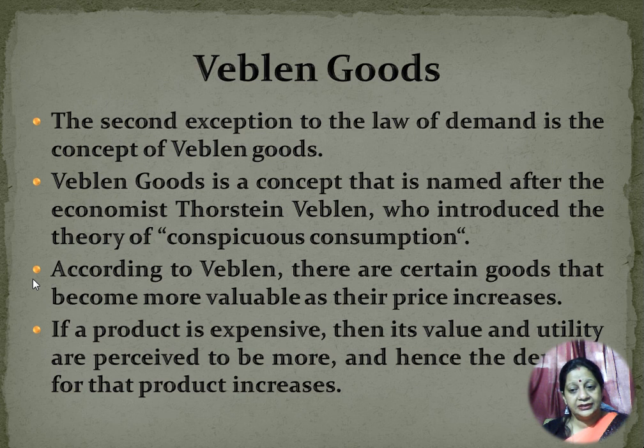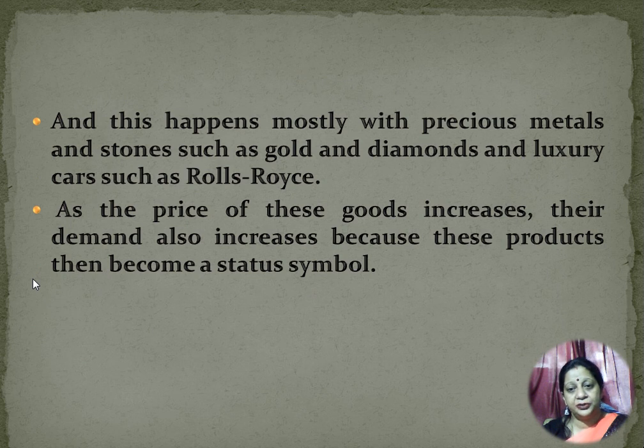Once the diamond price becomes low, people are not going to purchase it because it gives a kind of doubt in the minds of the customer. So there are some goods which are known only by the increase in price. If the prices are increasing, it creates a positive image in the minds of the customer. This happens mostly with precious metals and stones such as gold and diamond, and luxury cars such as Rolls-Royce. As the price of these goods increases, their demand also increases because these products become a status symbol.